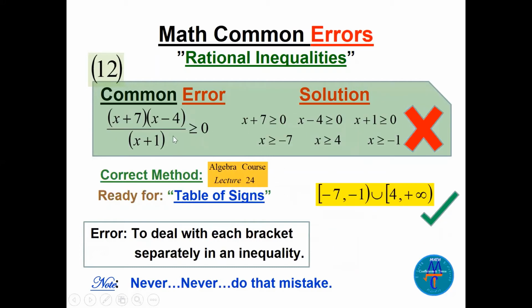Number 12. Number 12 is about how to do the table of sign and not to do other things. If you have a rational inequality like this, we call this ready. Why ready? It's already factored. It's already on one side, 0 on the other side. Everything is ready. But it is wrong to write here x plus 7 greater than or equal to 0, x minus 4, whatever, greater or less, x plus 1. Many people will do it. This is all wrong. You have to take the zeros, minus 7, 4, minus 1. Do table of signs. Check the algebra course, lecture 24.